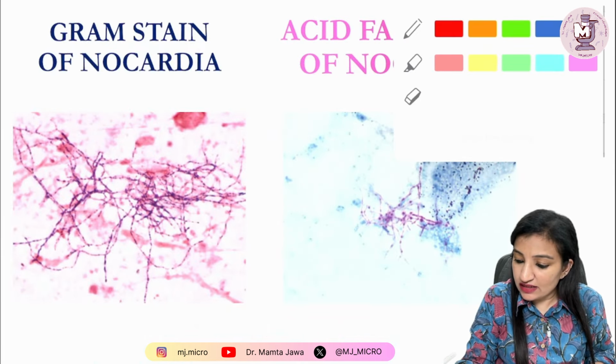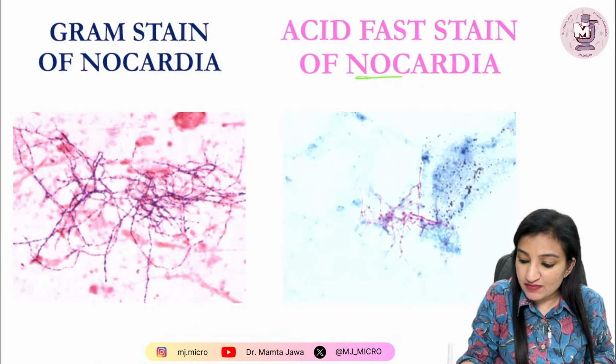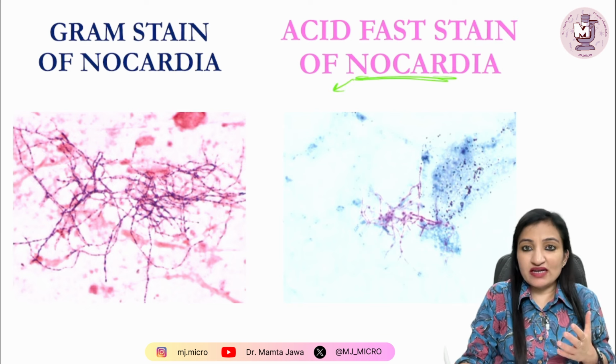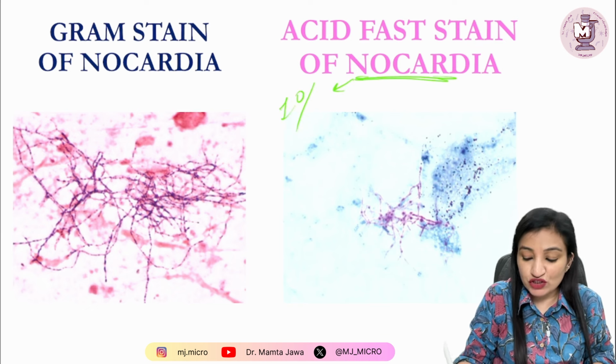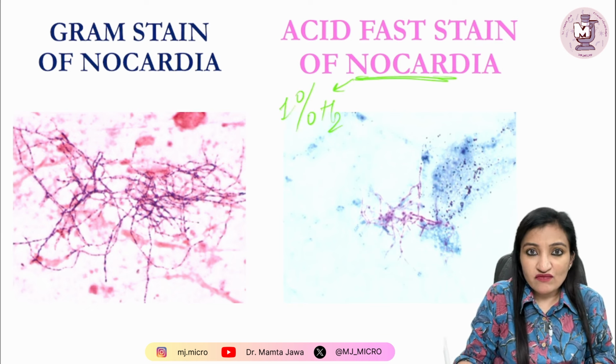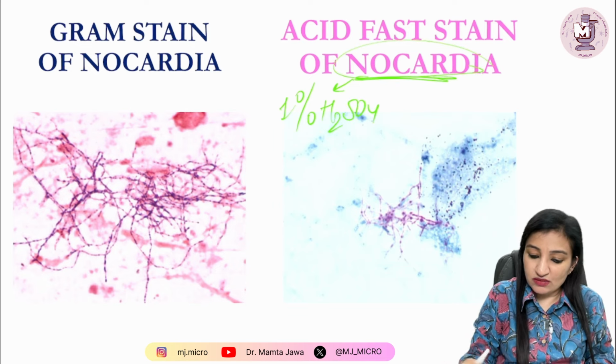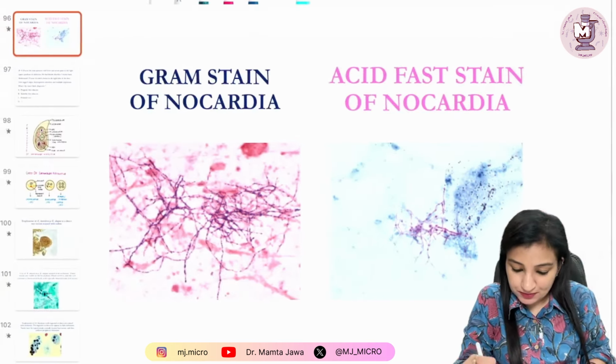Now the decolorizer which is used if we are suspecting Nocardia when we are doing acid-fast staining, what percentage should we use if we are suspecting Nocardia? 1% H2SO4. ठीक है, so remember this, ये भी अपने आप में MCQ है.